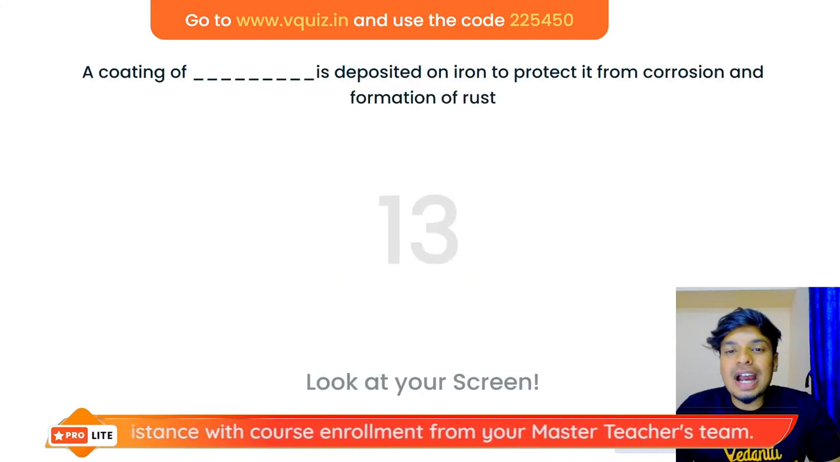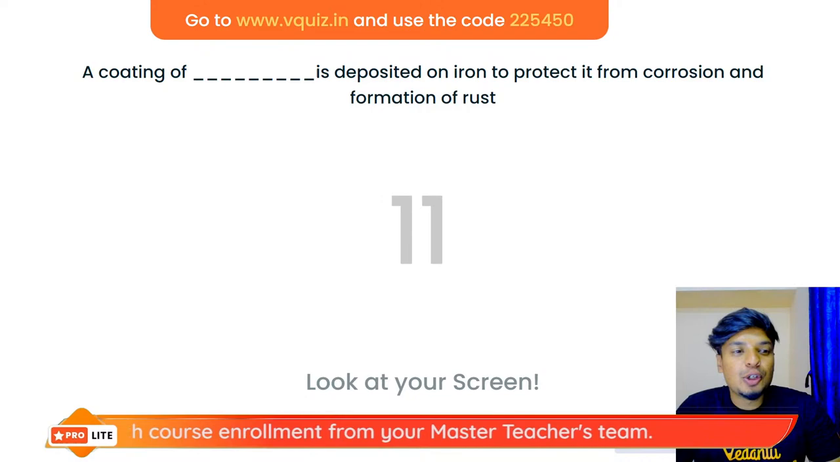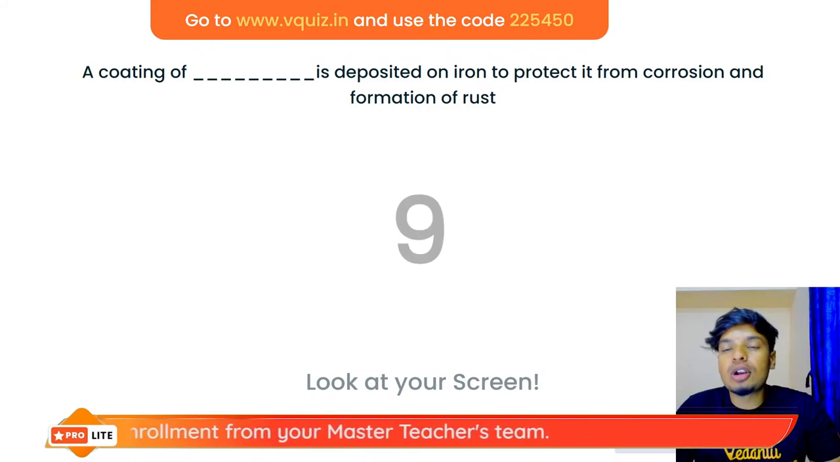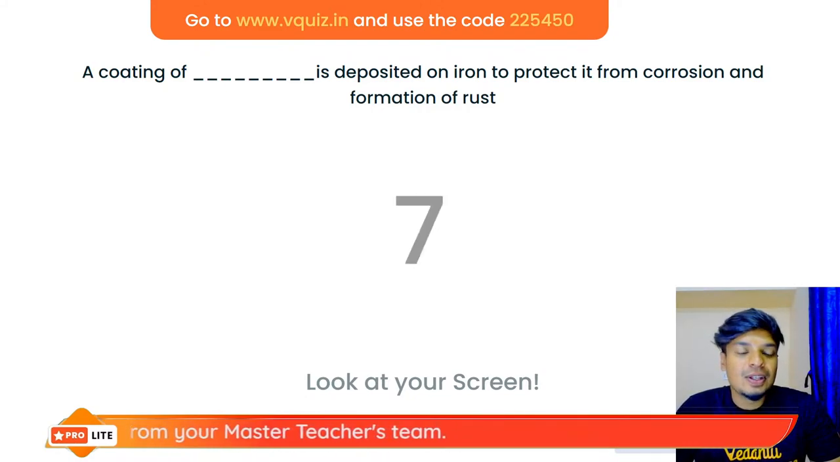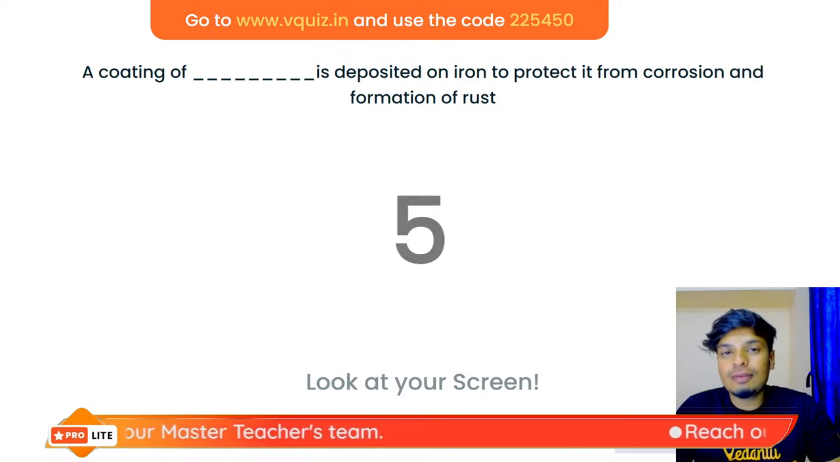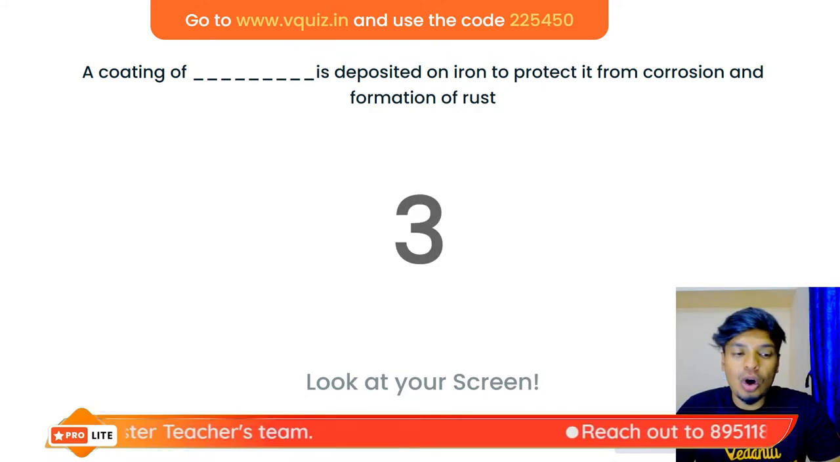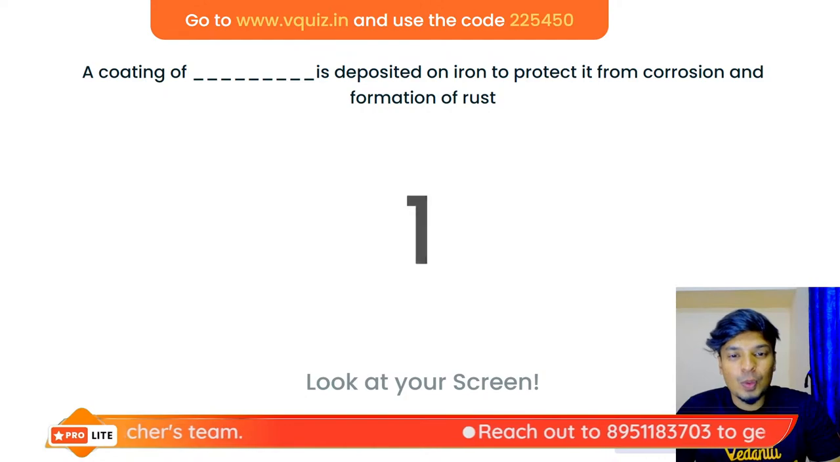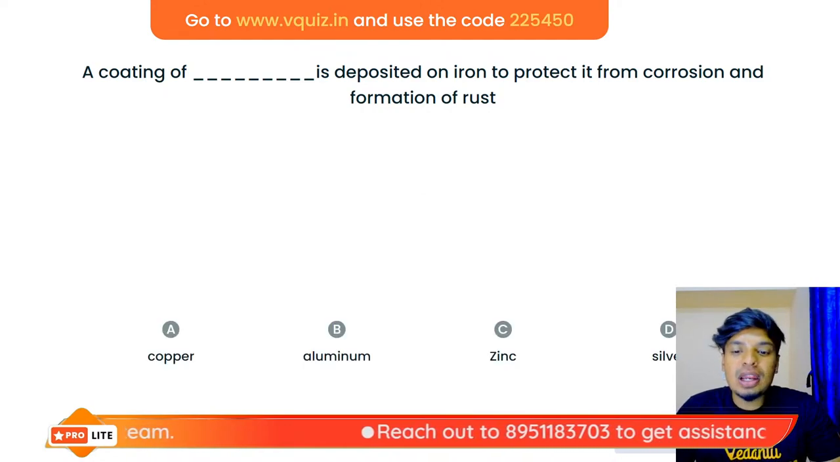A coating of dash is deposited on iron to protect it from corrosion and formation of rust. So to protect iron from rusting, we coat iron with something. What is it? Copper, aluminium, zinc, silver.